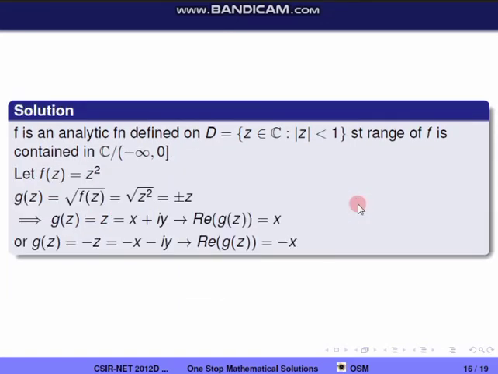So we'll check whether g(z) is equal to the square root of f(z). The square root of z² is equal to ±z, so g(z) is equal to z or -z, and it is an analytic function. If g(z) is equal to z, then g(z) is equal to x plus iy, and the real part of g(z) is equal to x. Or if g(z) is equal to -z, then the real part of g(z) is equal to -x. So now we'll check the correct options.